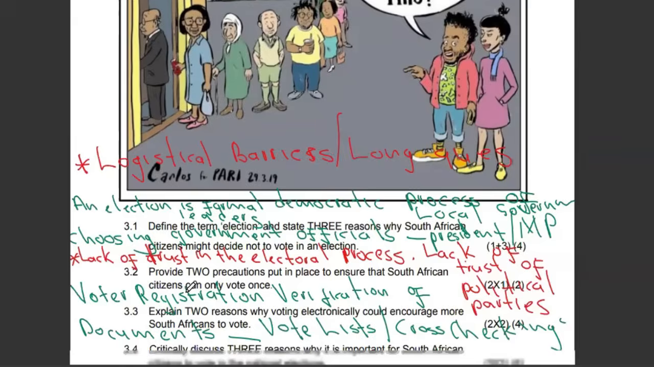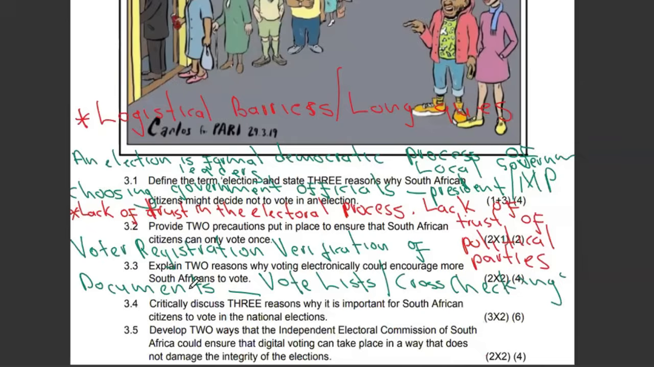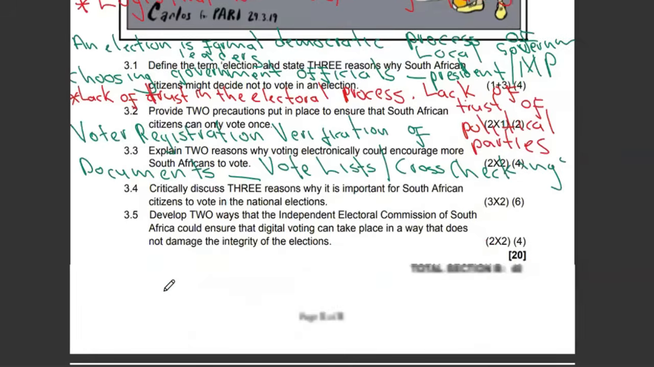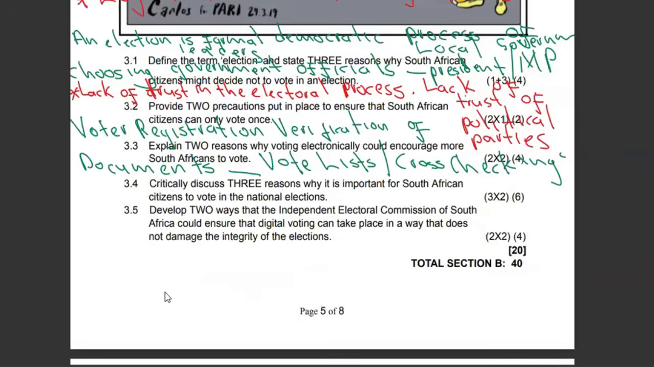Then explain 2 reasons why voting electronically could encourage more South Africans to vote. So this is 3.3, which I'll try to squeeze in below them. Explain 2 reasons why voting electronically could encourage more South Africans to vote. All right, voting electronically is convenient.